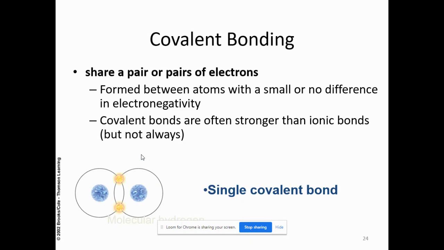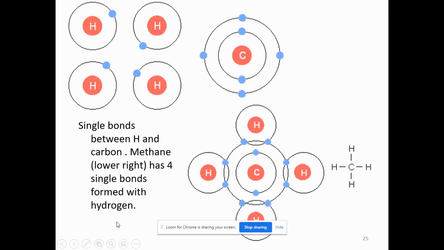Right, the next type of bond is covalent bonds. Here, there's a sharing of a pair or pairs of electrons. All right, and the covalent bonds form between atoms with a small or not a big difference in electronegativity. All right, and those covalent bonds are often stronger than the ionic bonds. All right, and they can exist as a single covalent bond if they're just sharing a pair of electrons.